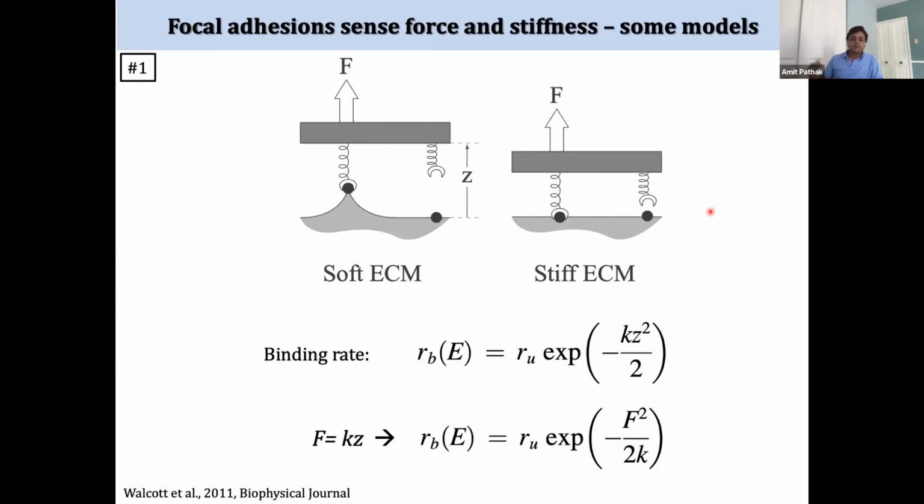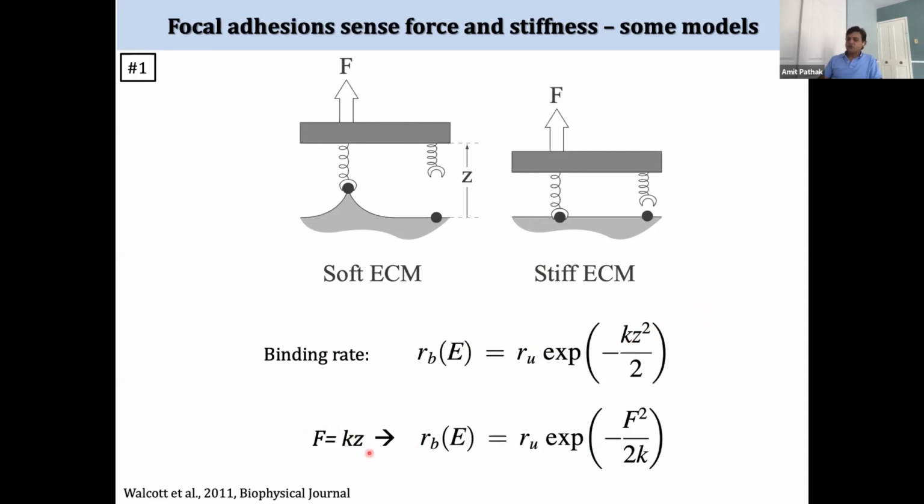On a soft ECM, the proximity between the cell membrane and the ECM is not that good. On stiff ECM, it doesn't go down. So the probability of new bond formation is not hampered because of the ECM properties. So these two things are captured in this equation. This is the binding rate. Ru is the unbinding rate. Z squared being an exponential is done to fit the data. And it is basically saying that as you increase Z, the probability of binding will go down.